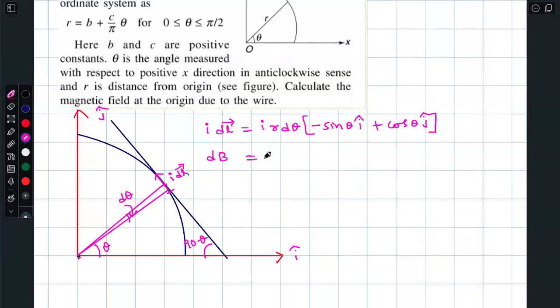What is dB? Mu naught by 4 pi I dl bar cross r bar by r cube.